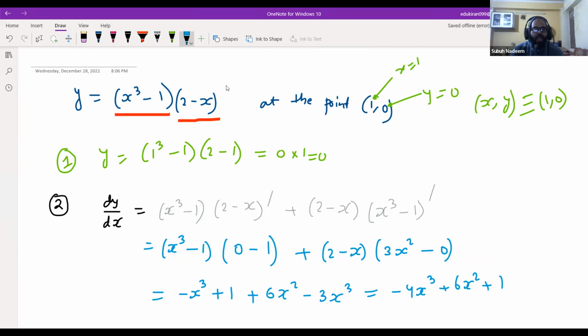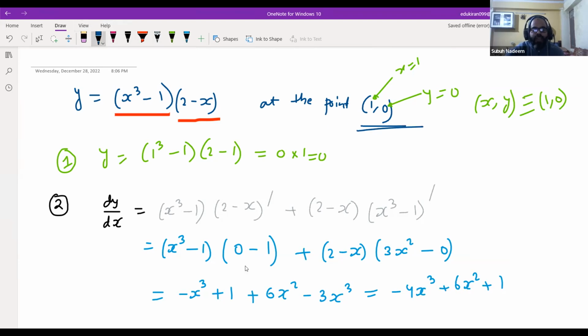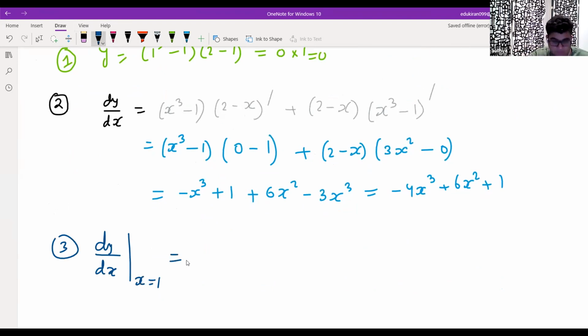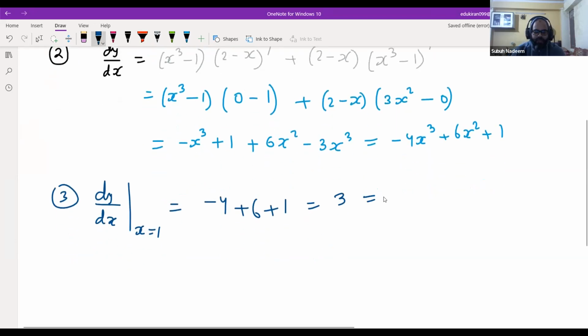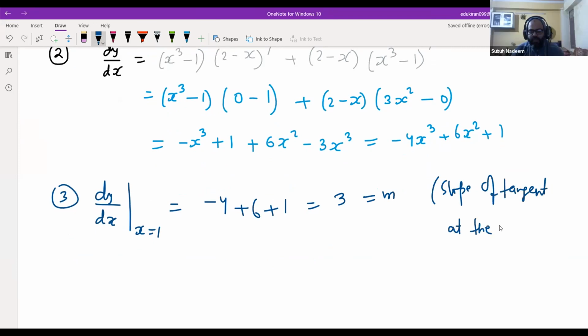Okay. Yes, sir. Now, third step was to find the slope at this point. So if you take 1, 0, at 1, 0, x is equal to 1. Here x is equal to 1. The slope is minus 4 plus 6 plus 1. You are putting x is equal to 1. This will be 3. This is called m. This is the slope of the tangent at the point 1, 0. X is 1.